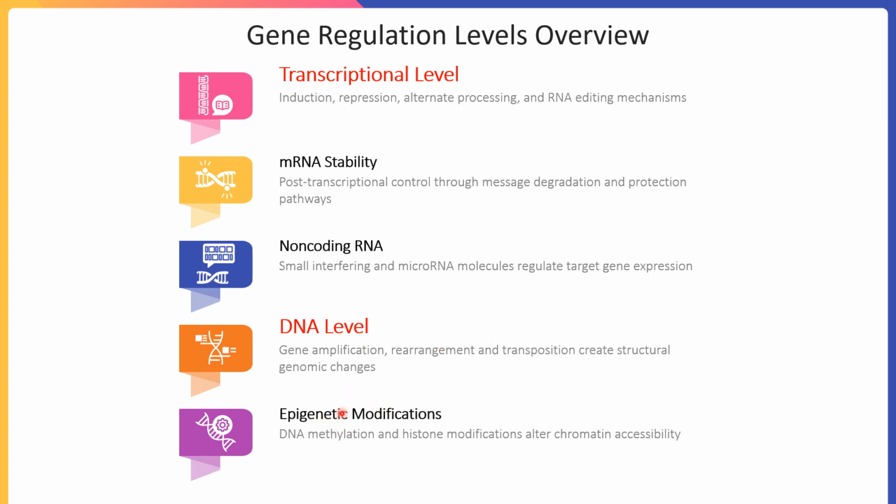And other thing is epigenetic modification. That is, we can alter the chemical structure around the DNA. That is, we can methylate the DNA, we can do modifications in the histone, that is the protein surrounding the DNA. So this will alter the chromatin accessibility. So mainly we are regulating the gene at two levels. One is at the transcription level, and other is at the DNA level.